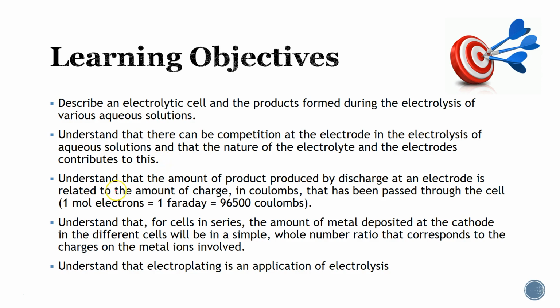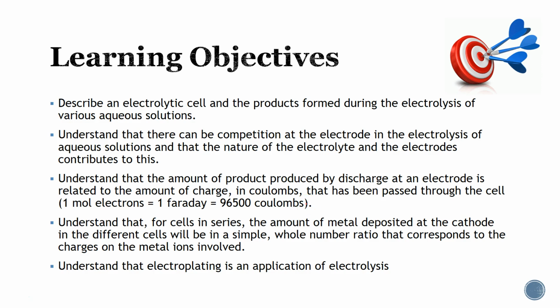We need to understand that the amount of product produced by discharge in an electrode is related to the amount of charge in coulombs that has been passed through the cell. So basically this is just introducing this constant to us, that 1 mole of electrons produces 1 Faraday of charge, and 1 Faraday of charge is 96,500 coulombs, and that is in your data booklet.